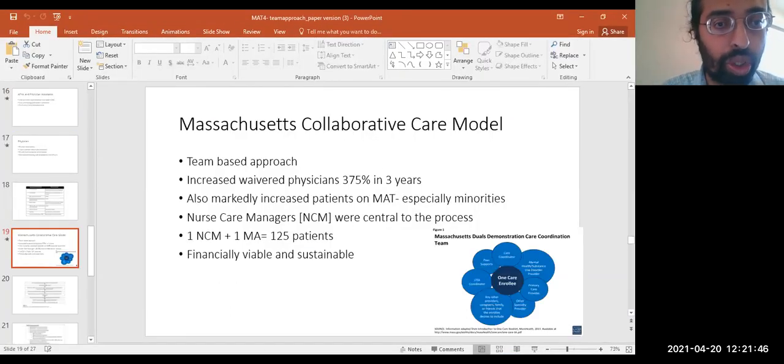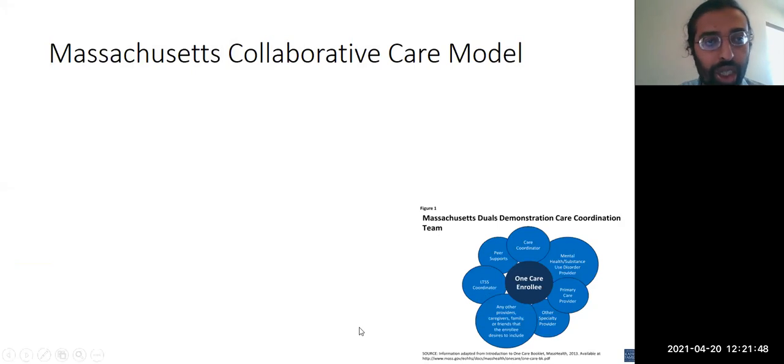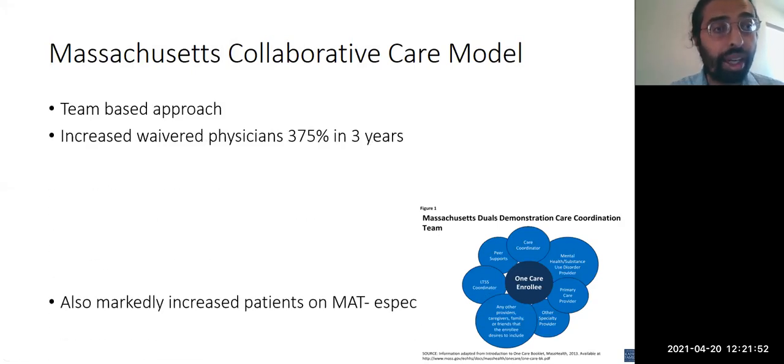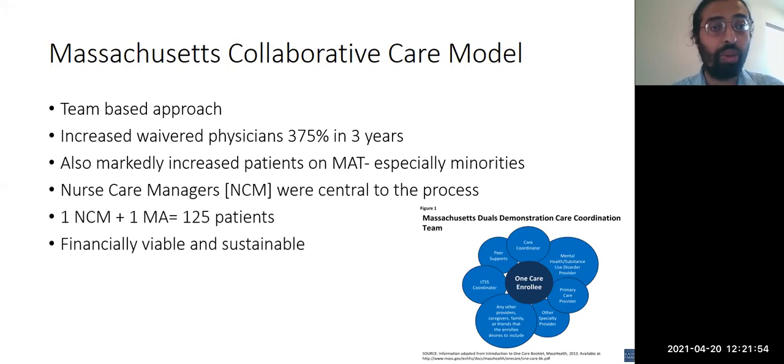And in fact, this is what was achieved, right? So the team-based approach really showed that not only did the patients go up, but also the number of waivered providers within the state of Massachusetts went up almost, you can see, 375% in a 3-year period. And, appropriately, and ultimately you want to look at patient level data, we saw markedly increased patients who were receiving medications for opioid use disorders. And this seemed to be especially true for minorities.